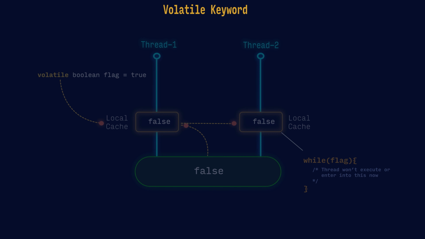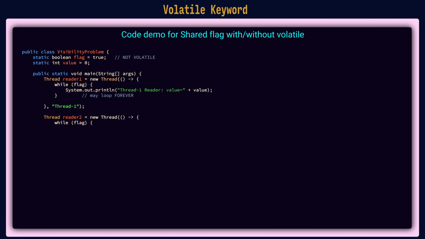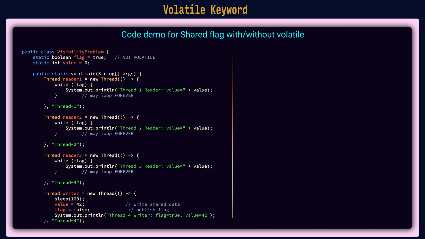Here I am writing a small code snippet to demo shared data, like if we are not declaring it with volatile, how the threads behave with respect to shared data. Okay, and don't worry about the code, the GitHub link is available in the video description. You can go through it. At a high level, what I have written in this code is I have declared 4 threads, 3 reader threads and 1 writer thread.